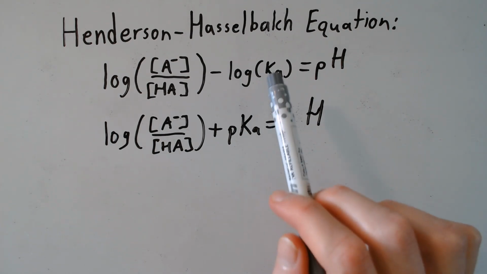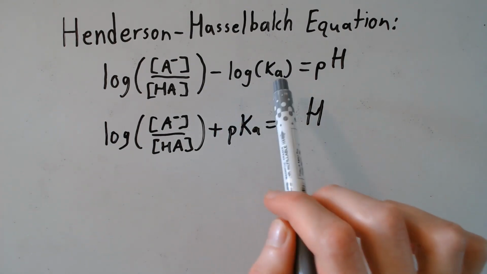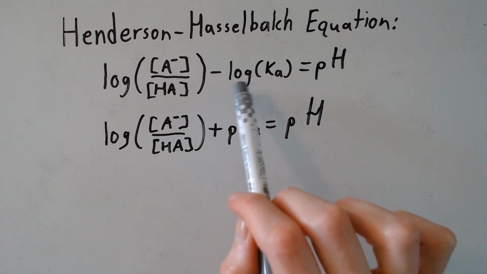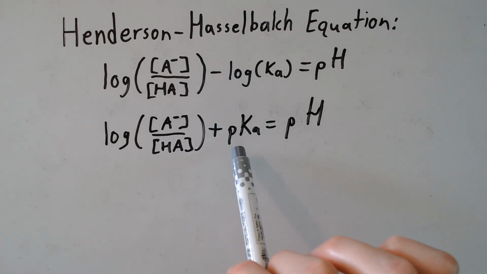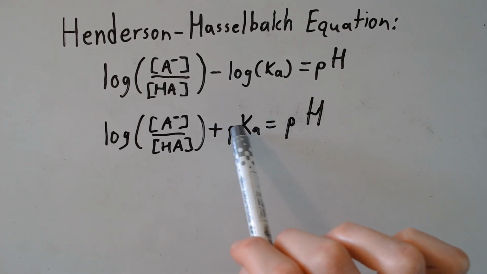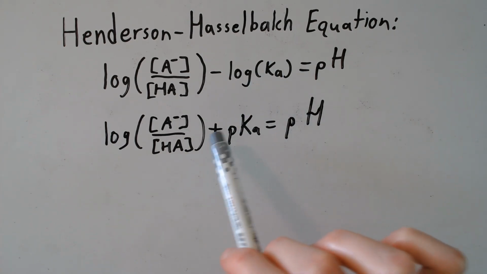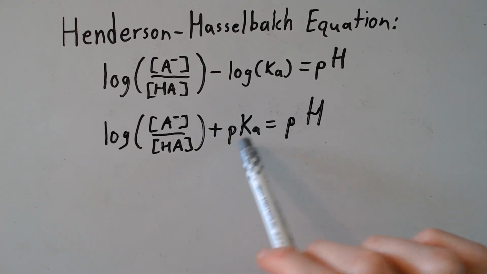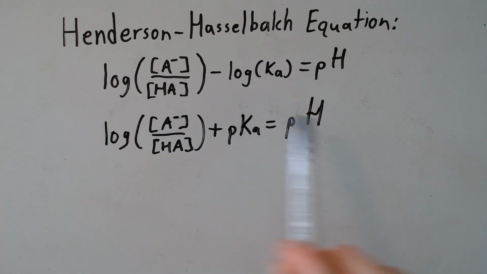All they did was take this negative log Ka, and we know that negative log stands for P, because the P in pH stands for negative log, so this negative log is the same as P. So they just took that and summarized it with this P and left this Ka. So it's plus pKa, but it's actually plus negative log of Ka. So it's the same thing, just it might cause a little bit of confusion if a person does not know what this P stands for.